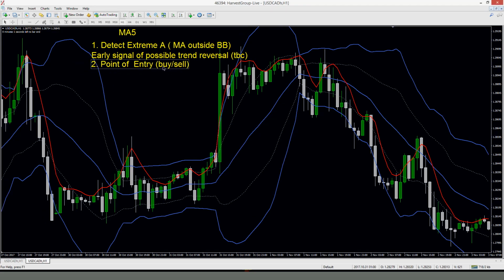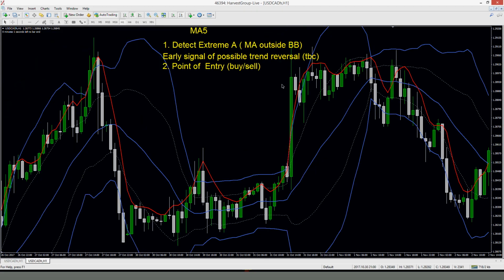So what we can see here is that the MA5 high is outside the Bollinger Band, as you can see over here, and also here. So it tells you that there is a possibility of a trend reversal. Over here, MA outside the Bollinger Band tells you that the price might be going to reverse. Obviously, over here is also the same.